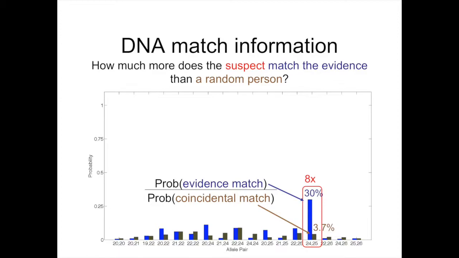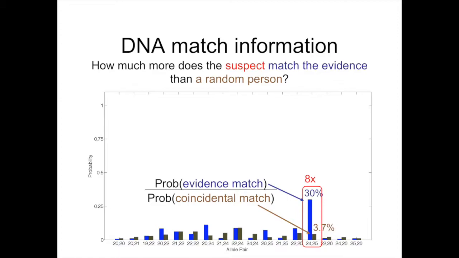If we look in the very center of the picture where it says allele pair, and we look at the 22-24 allele pair, we see that the blue and the brown bar have the same height. Blue is what we saw after seeing the data from the evidence. Brown is coincidence from before the evidence. If that were the person's genotype, who we were comparing with, because they're of equal height, there's no net information.